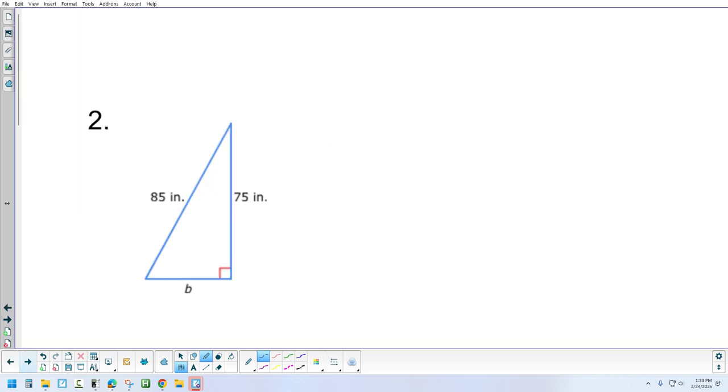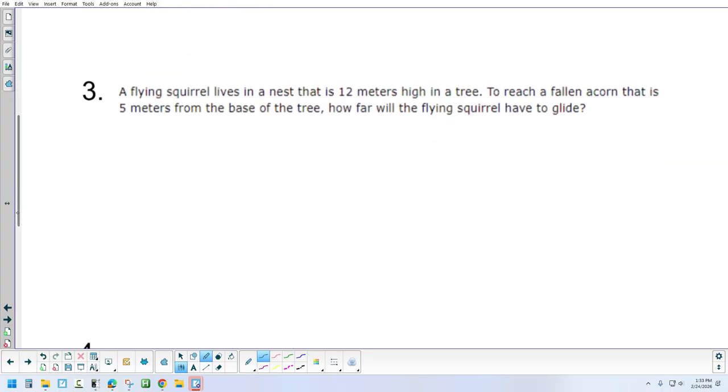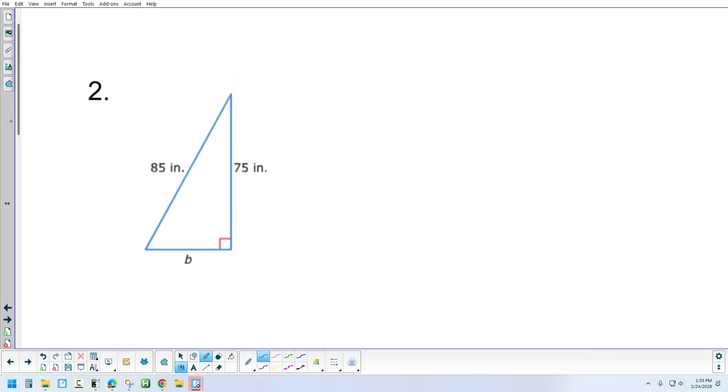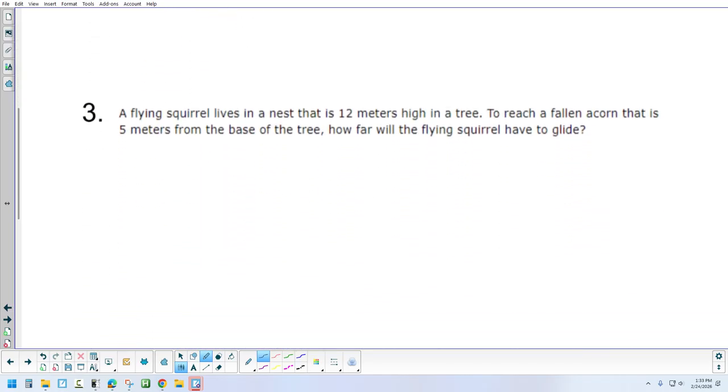All right. Example 2 is pretty similar, so I want to try example 3 and 4 because those are a little harder. What's different about example 3 and 4 than example 1 and 2? Yep. They're word problems. So the first thing you want to do is, if they give you a word problem, draw a picture, and somewhere in your picture is going to be a triangle. So this one says that a squirrel lives in a nest 12 meters high in a tree. They want to reach an acorn that is rolled 5 meters away from the base of the tree. How far will the squirrel have to glide to the ground?